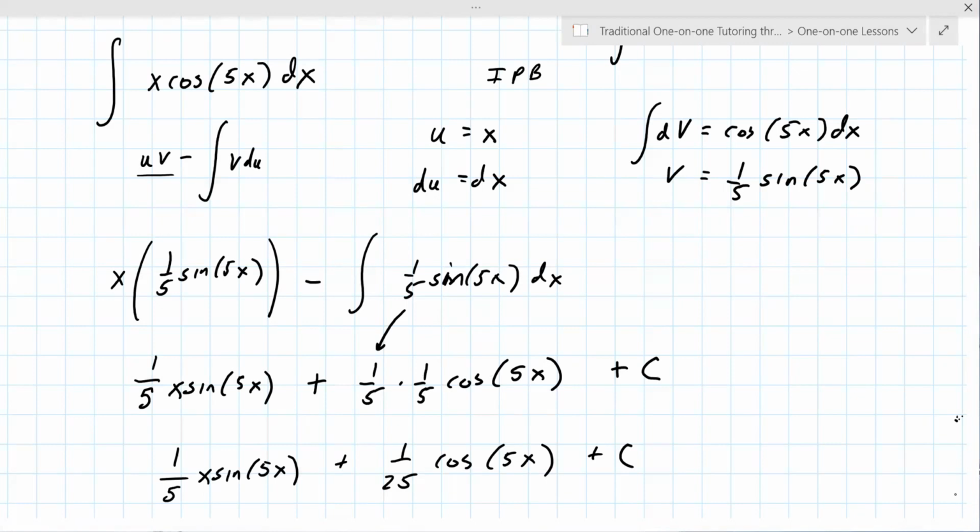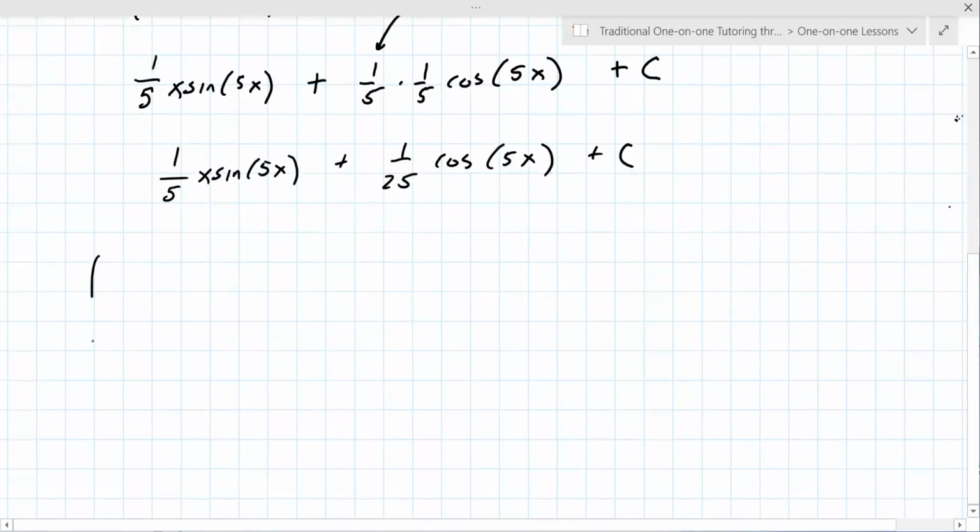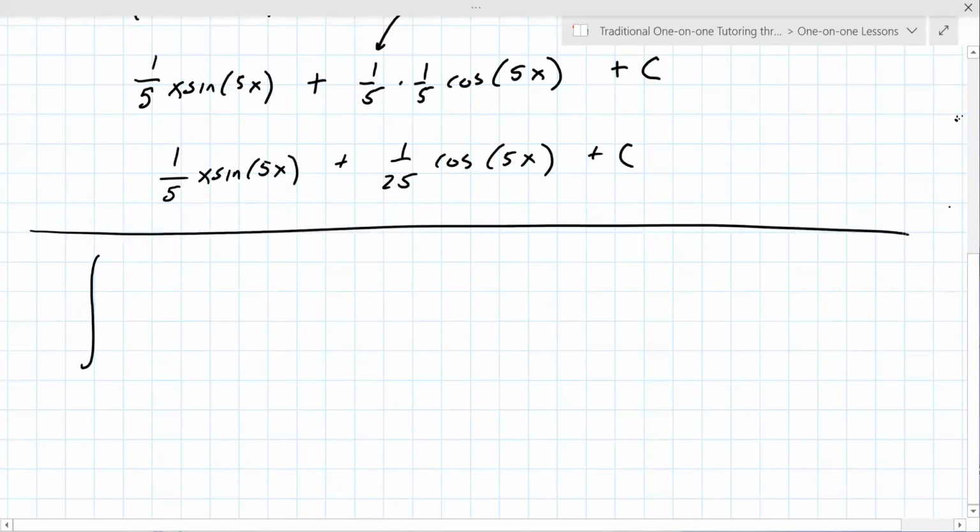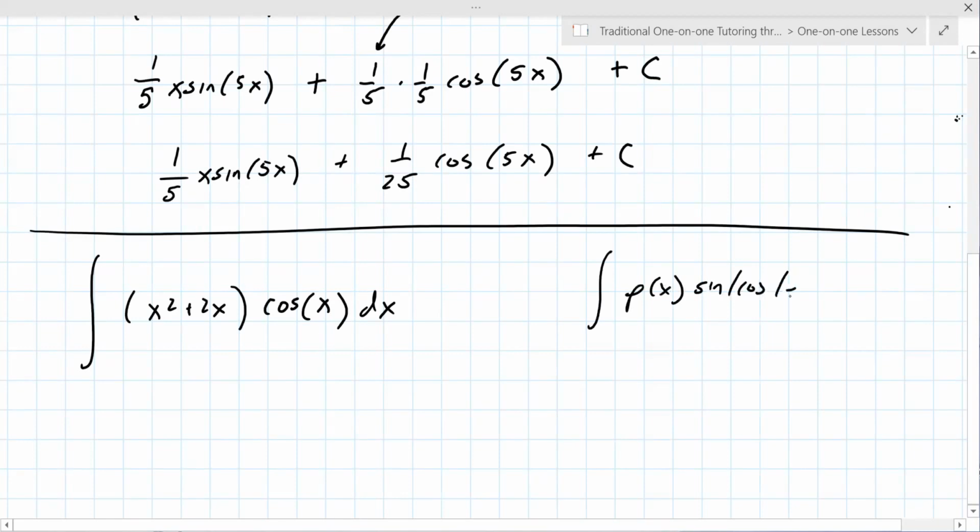All right, another one. The integral of, in parentheses, x squared plus 2x, times cosine x. Let me know if this is correct or not. Yep, that's it. So this is another one of these types where it's the integral of a polynomial of x times a sine, a cosine, or an e. And it is always the case that u is your polynomial. So in our case, u is going to be that x squared plus 2x. And then it is always the case that dv is the sine, cosine, or e.